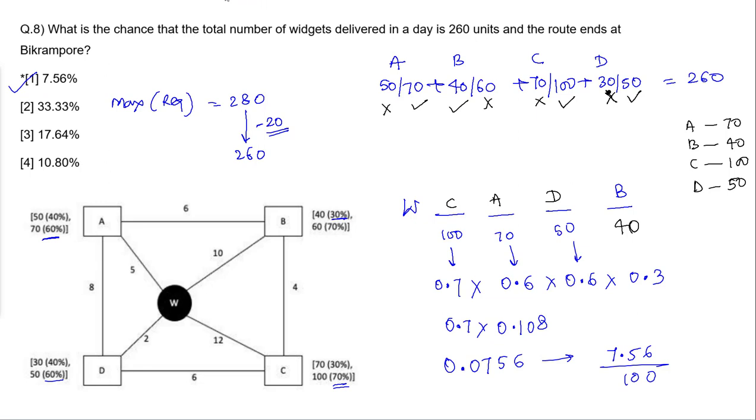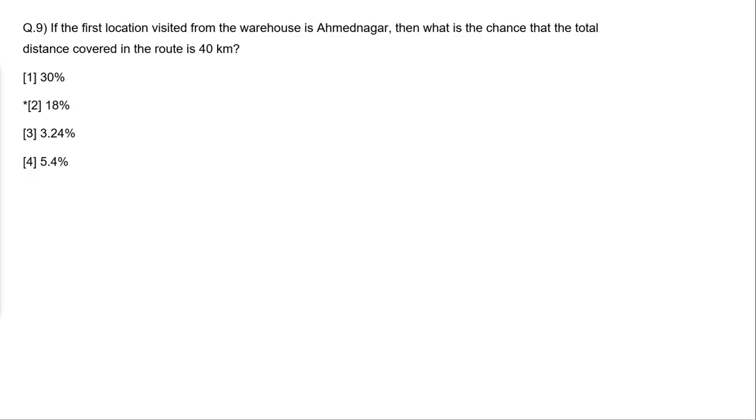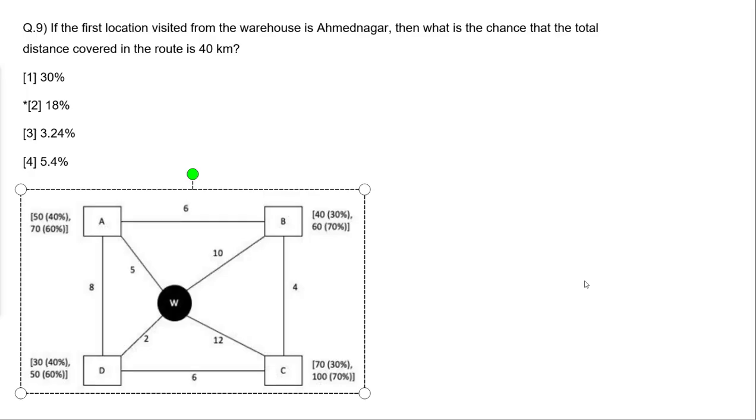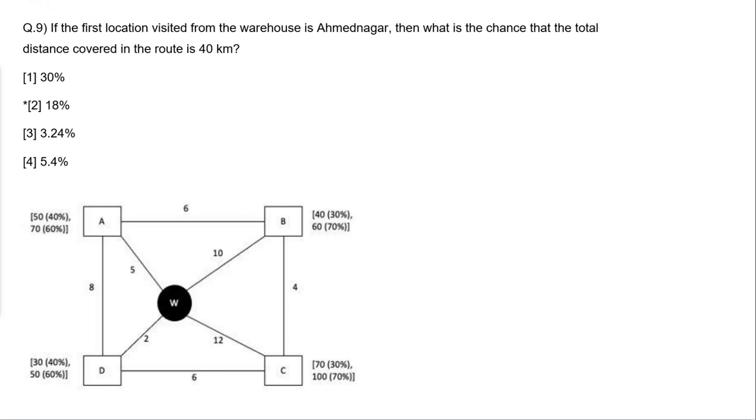After this, let's have a look at question number 9. In this question, the first location visited from the warehouse is Ahmednagar. Then what is the chance that the total distance covered in the route is 40 km? So let's have a look at it. Over here, the first location from warehouse is Ahmednagar.